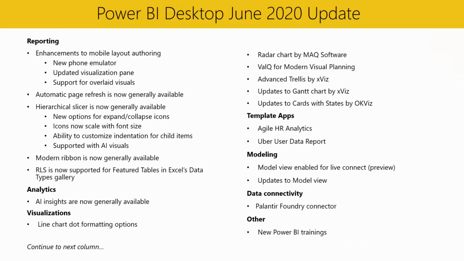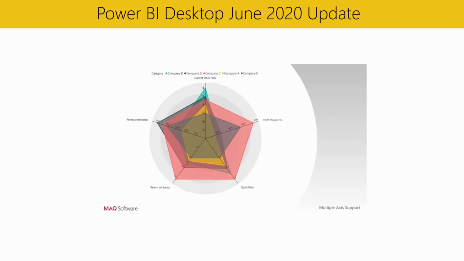We also have a few new visual options available for you on AppSource. First up, the Radar chart by MAQ Software. This chart consists of a sequence of equiangular spokes, with each spoke representing a variable. A line is drawn connecting the data values for each spoke, giving the plot a star-like appearance. This chart is useful across a variety of use cases, from finance to product management to people operations.